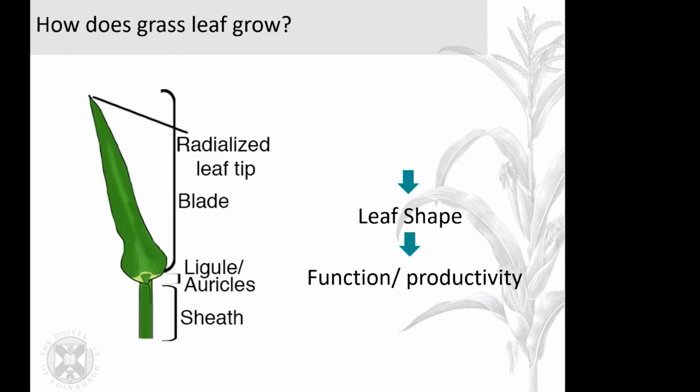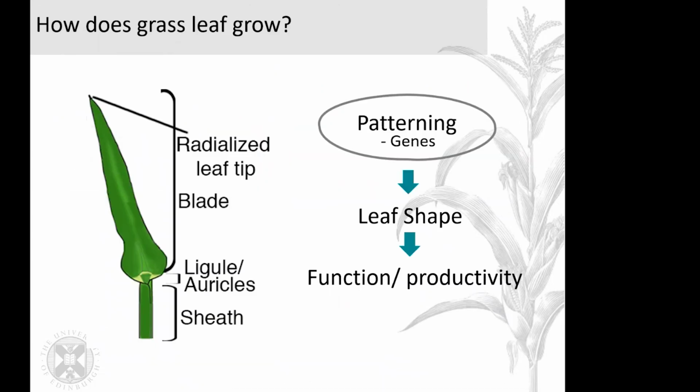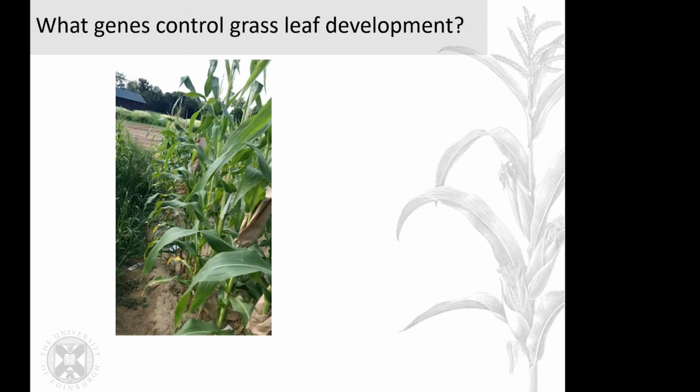Okay, so we know what the leaf does, we know how it changes over time, but how does it get these changes? And we know that genes are involved in regulating development. So what genes are involved in regulating the grass leaf development? And I'm really lucky because I work in maize. It's a fantastic genetic system. It's really easy to do crosses. So I get to go out to the USA every year and I spend the summer doing genetics experiments.